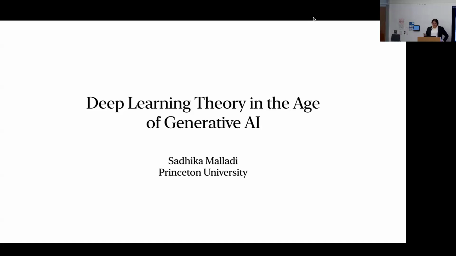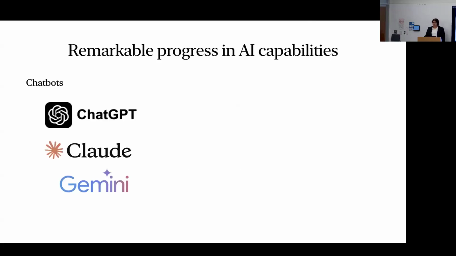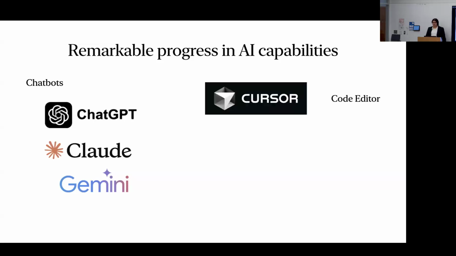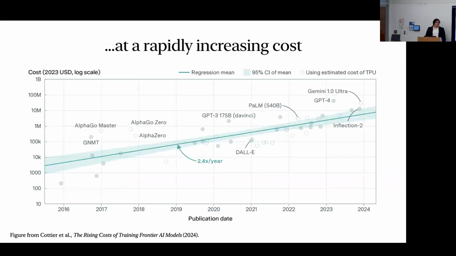Great, so thank you everyone for coming today. I'm very excited to present some of my work on building deep learning theory in the age of generative AI. Over the past few years, we've seen remarkable progress in AI capabilities, and this has led to models being incorporated into various products like chatbots from different companies, but also more productivity-oriented tools like code editors, search engines, and note-taking tools. Behind the scenes, all of this progress has come at a rapidly increasing cost.